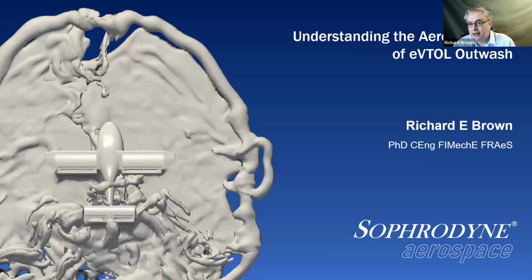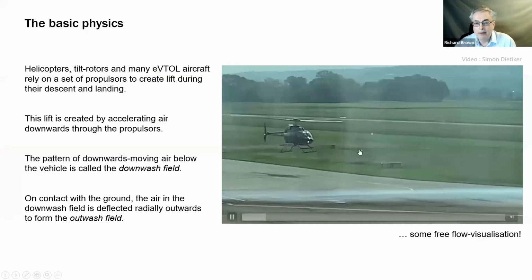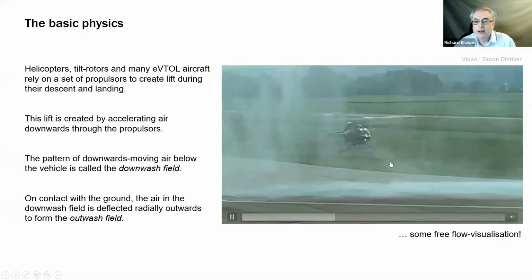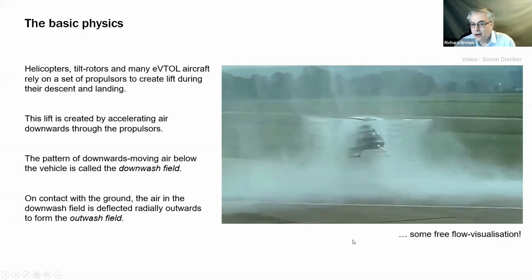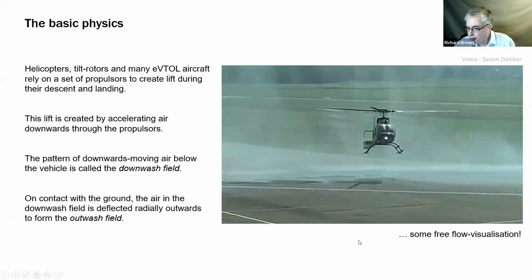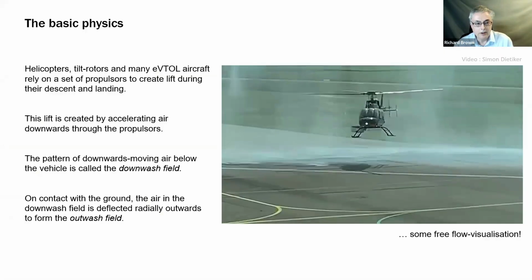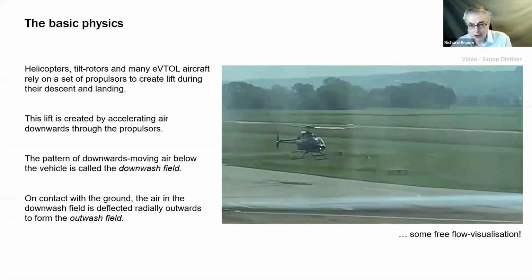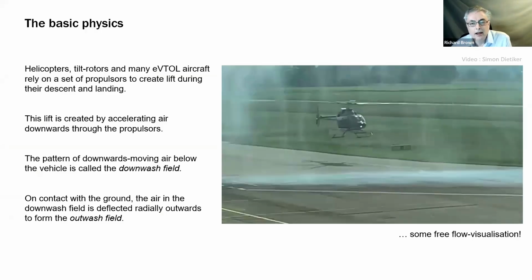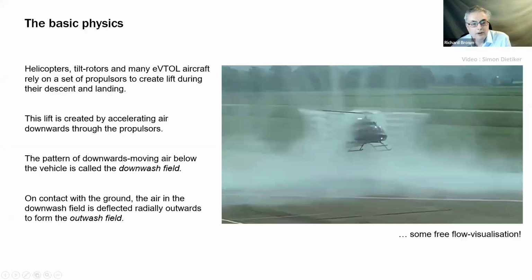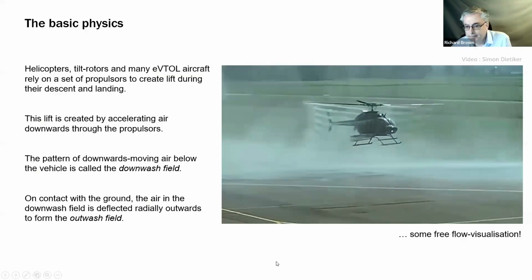Okay, so the title of the paper: Understanding the Aerodynamics of eVTOL Outwash. Just to recap, in case this was a little too long ago, remember that the outwash is the turning laterally outwards of the flow below a helicopter or a rotorcraft, when the wake below the rotors interacts with the ground and turns laterally outwards. Very clear, a nice visualization in that particular case, which allows us to see how the flow coming down from the rotor turns laterally outwards to form an outwash.